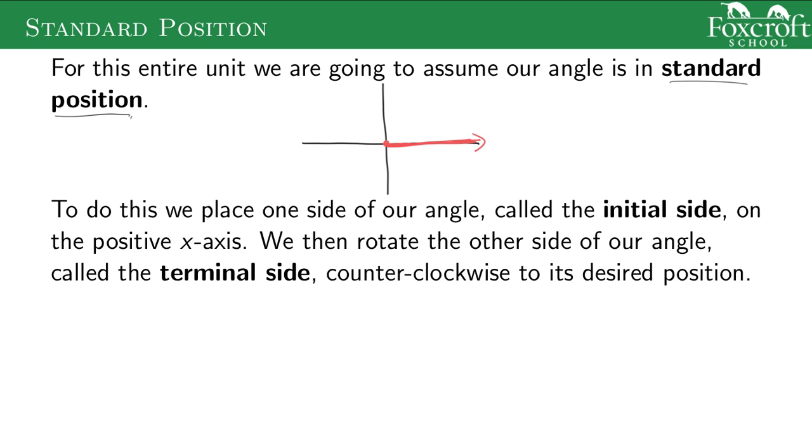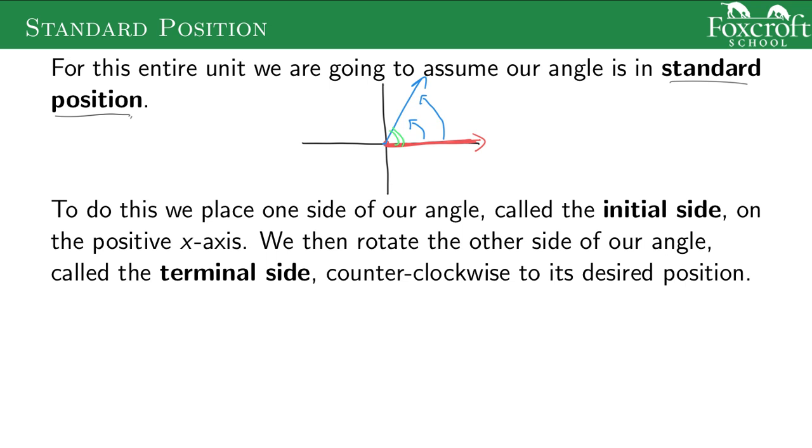Then what we're going to do is start with the other side of our angle on top of this side and rotate it counterclockwise until we get to the point we want, and maybe my other side ends up there. So I took this blue ray and rotated it up there to create this angle, and you can see the angle it makes right there. This is the way we're going to think about angles from now on.